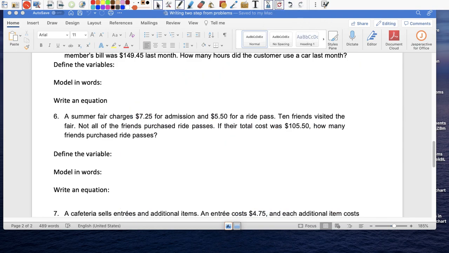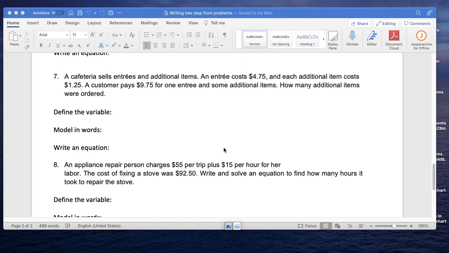Repetitive, right? But again, 7, 8, 9, three more. All right, I can do this.